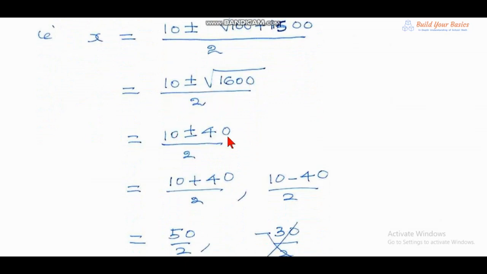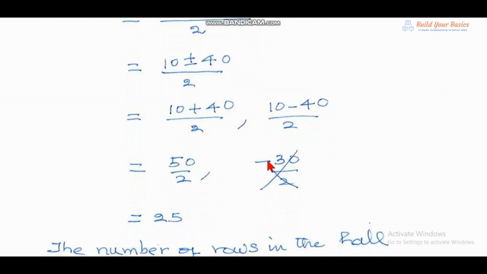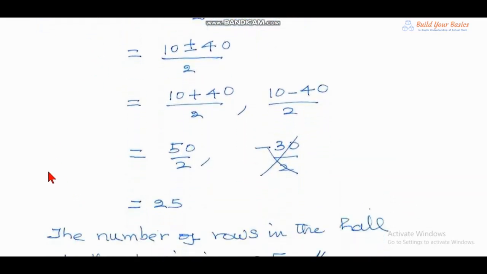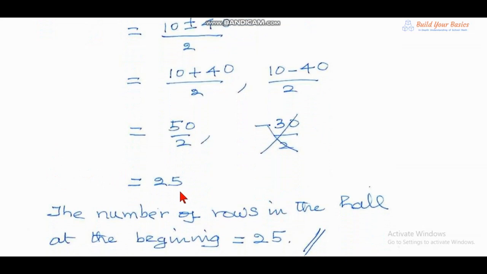That is 10 plus or minus 40 by 2. That is 10 plus 40 by 2, 10 minus 40 by 2. That is 50 by 2, comma, minus 30 by 2. Minus 30 by 2 is rejected because it is a negative number. Number of rows x cannot be negative. So we get x equal to 25.